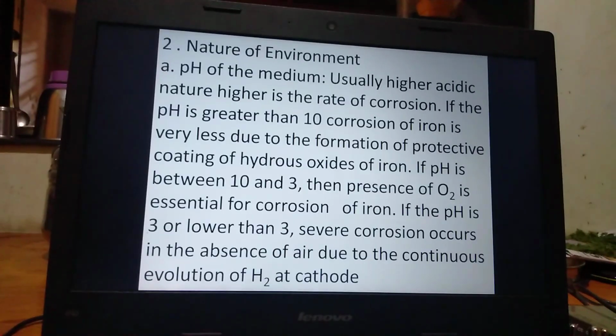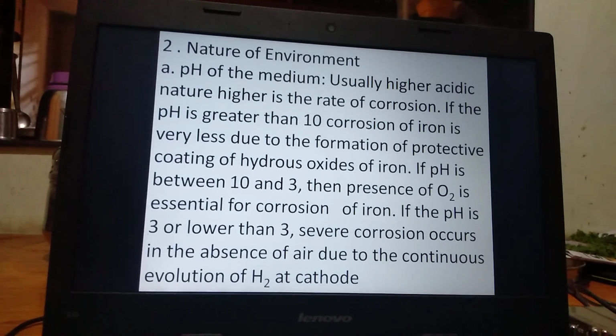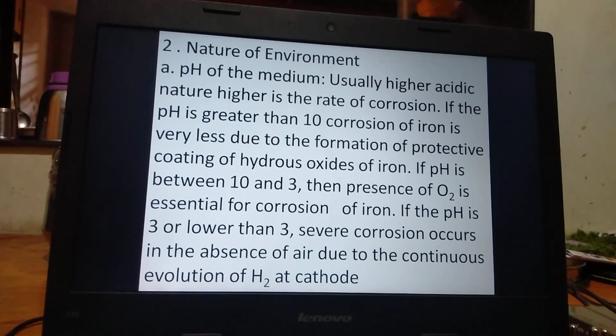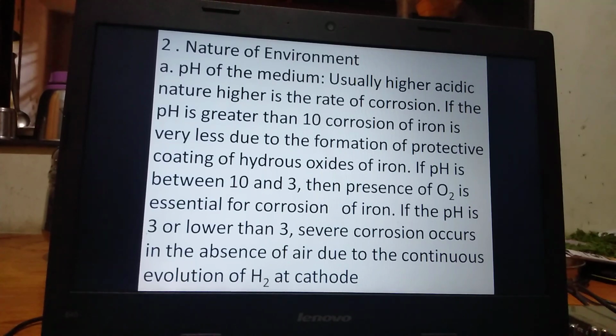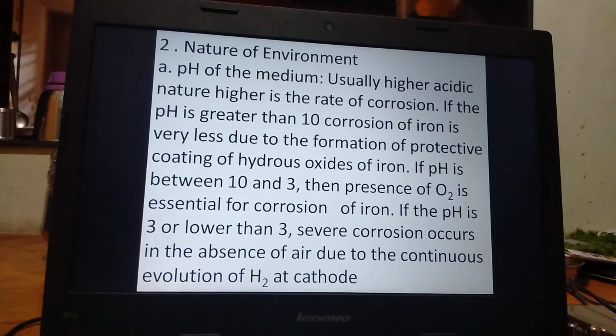Under the nature of the environment, factor number 1 is the pH of the medium. In general, the higher the acidic nature of the environment, that is, the lower the pH, the higher the rate of corrosion. At pH greater than 10, corrosion of iron practically ceases due to the formation of protective coatings of hydrous oxides of iron. Between pH 10 and 3, the presence of oxygen is essential for corrosion of iron. A case in point is that ships submerged for hundreds of years remain almost unaffected.